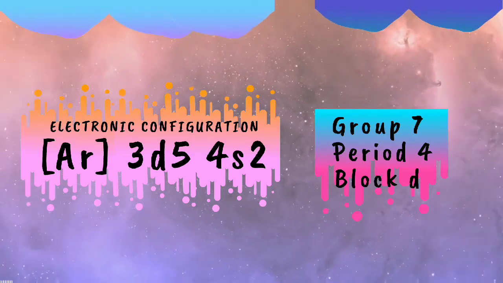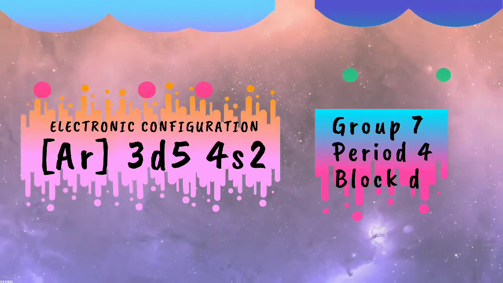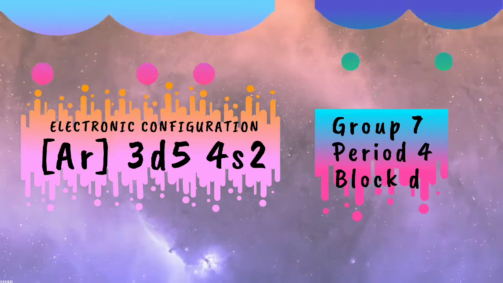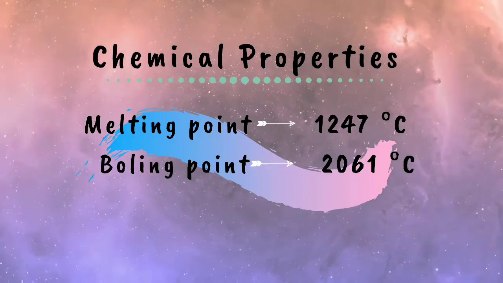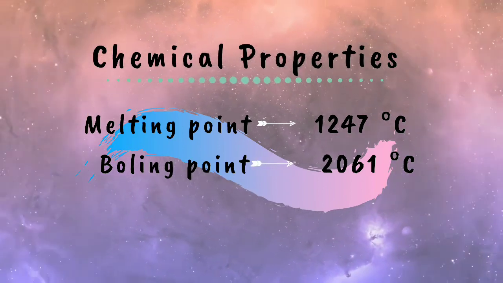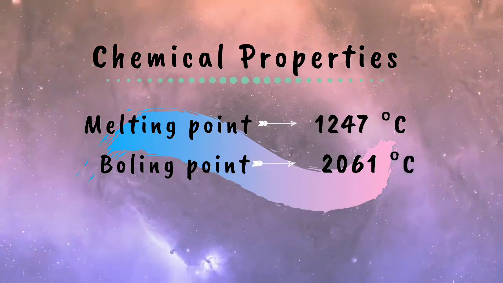The electronic configuration for manganese is [Ar] 3d5 4s2. It is in group 7 and period 4. The block is d-block. The melting point for manganese is 1247 degrees Celsius, while the boiling point is 2061 degrees Celsius.